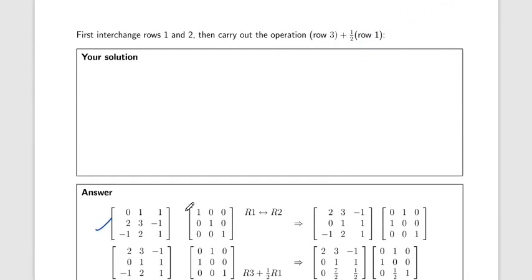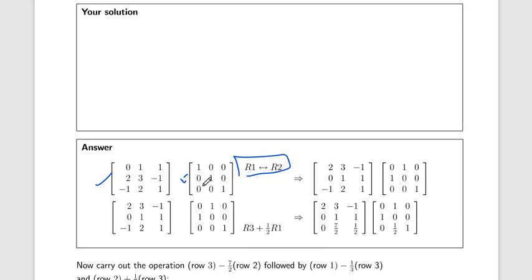Here first we write the augmented matrix, and we will transfer R1 and R2. Also we will transfer this in the identity matrix. We have to apply the same operation, the same sequence, in the identity matrix. Then we will get the inverse.